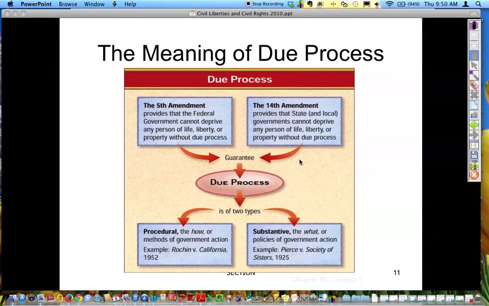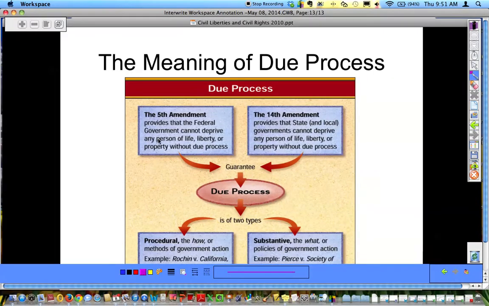Remember, the 5th and the 14th Amendment both contain due process clauses. And so I just want to explain that principle a little bit more. The 5th Amendment provides that the federal government cannot deprive any person of life, liberty, or property without due process of law, meaning that we are guaranteed procedural things by the government, either national or state, in how they act and what types of laws they act under.